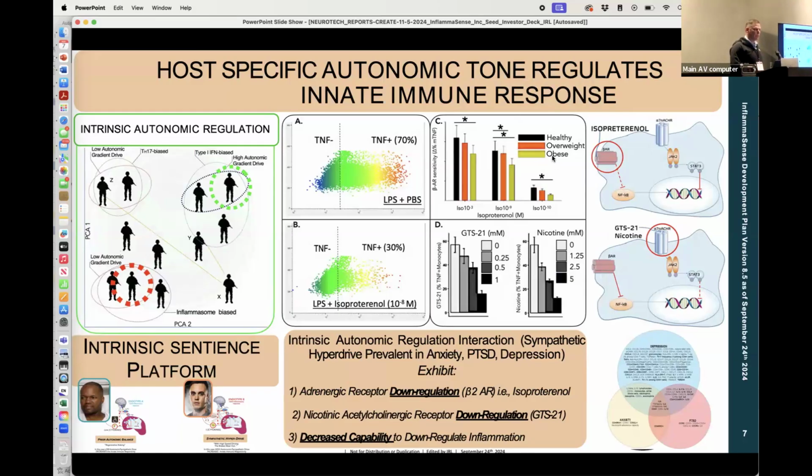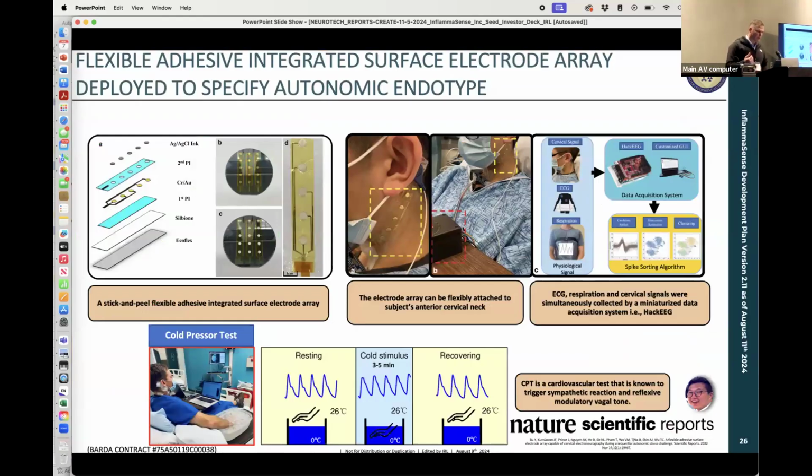And it turns out in obesity, overweight, as well as PTSD and depression, the amount of inhibition is decreased for the beta-2 adrenergic receptor, as well as for the alpha-7. So I'm going into the molecular dynamics, but is there a way we can connect this neural signaling to the molecular dynamics that encode inflammation in humans? And so we did this work, it's now published in Nature Scientific Reports.